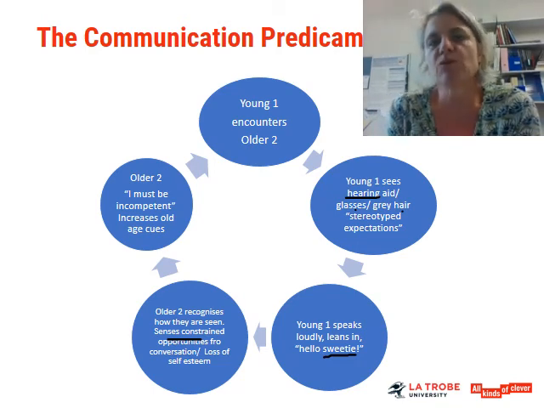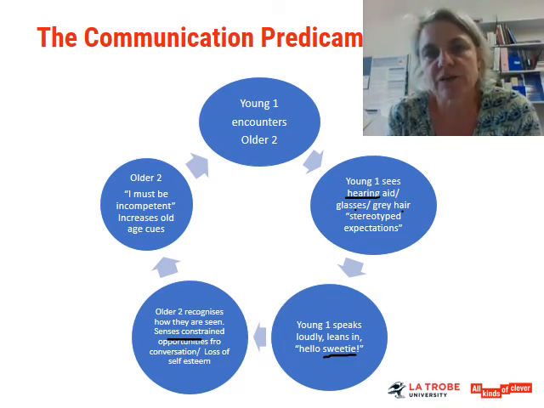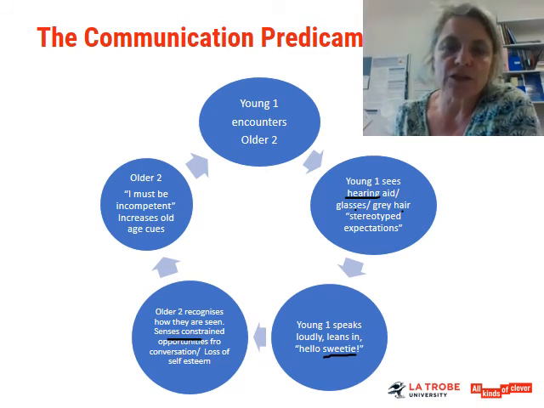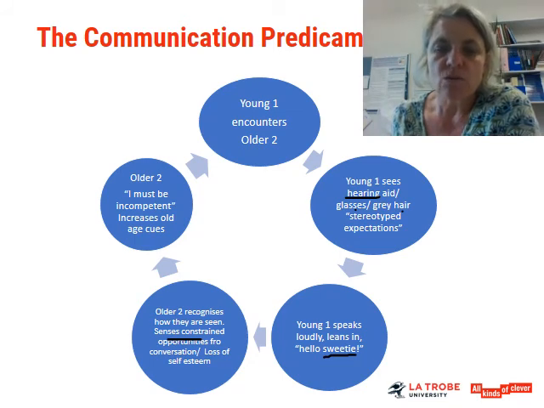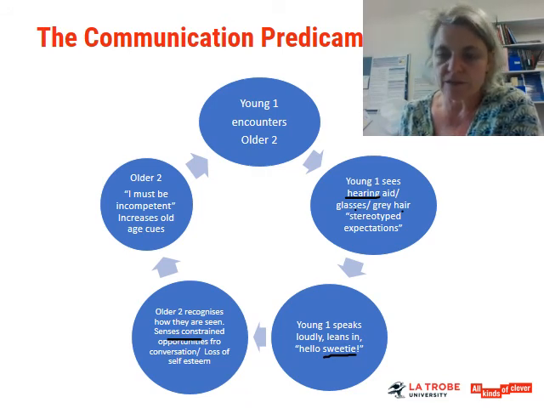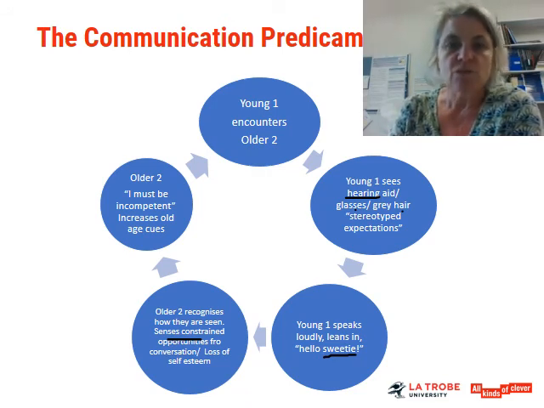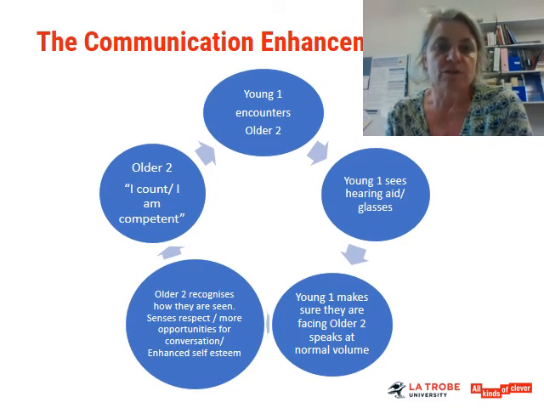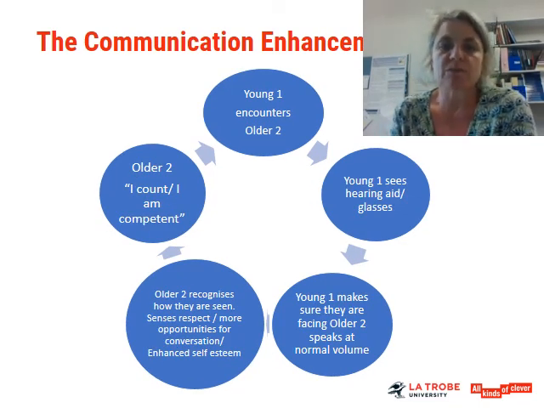This is a really important model for us to think about as healthcare providers, because lots of us will be working with older people, and we certainly don't want to be interacting with them in a way that creates this cycle of interacting that makes them feel less competent, less able. It's not what we're in the business for. So what can we do about it? Well, they give us the alternative, which is the communication enhancement model.